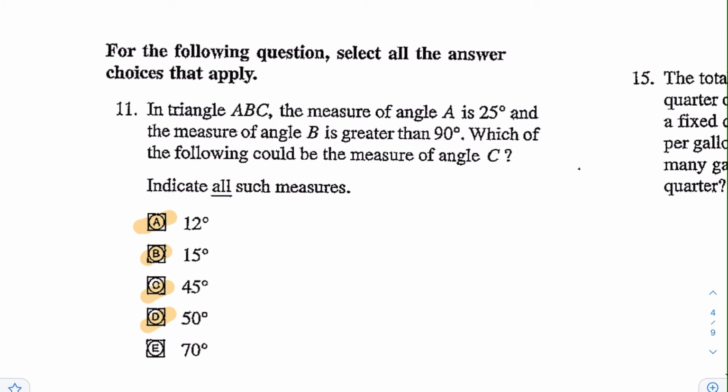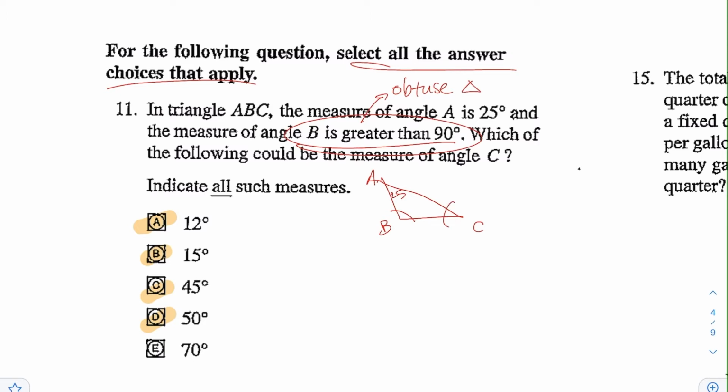Next, for number 11, you have to select all the answers that apply. In triangle ABC, the measure of angle A is 25 degrees. The measure of angle B is greater than 90 degrees. Which of the following could be the measure of angle C? So you have triangle ABC, and A is 25, but B is greater than 90. So this means that this is an obtuse triangle. So you want to figure out what angle C could be.